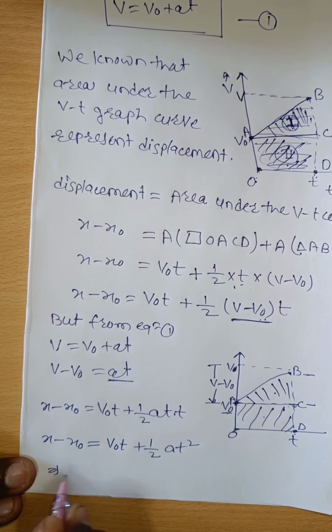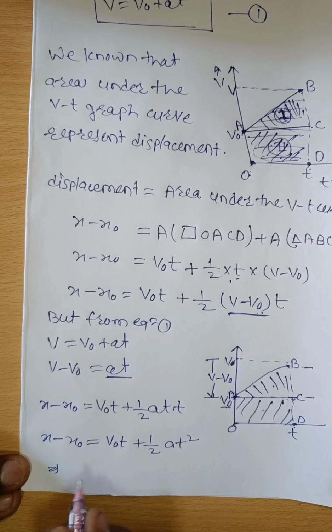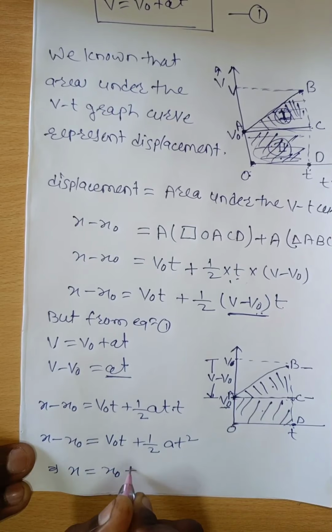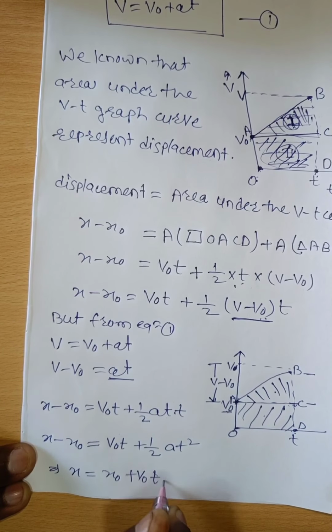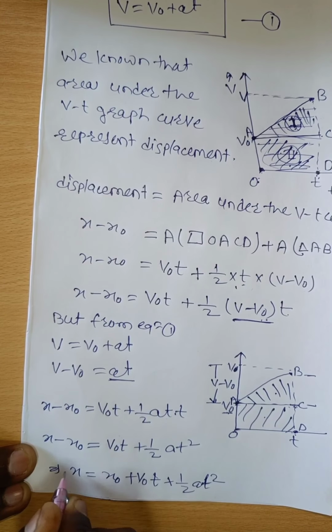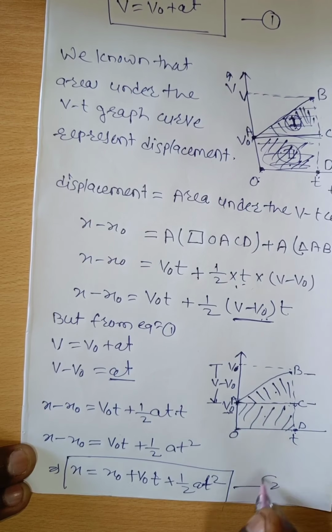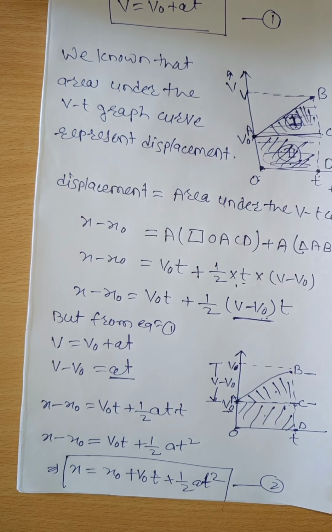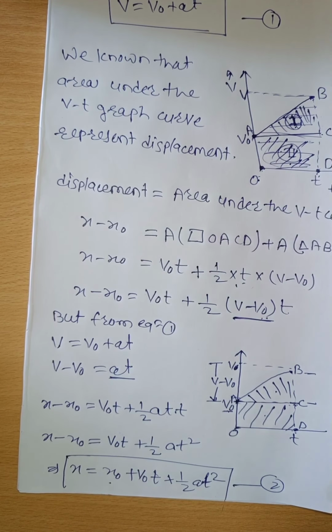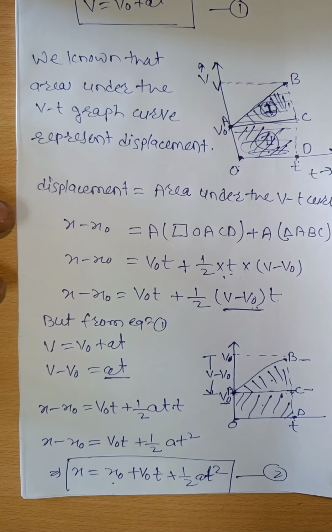Now this minus x naught we have to shift to the right, and it becomes plus x naught. Therefore x is equal to x naught plus v naught t plus half at square. Now this is the second kinematic equation, or second equation of motion: x is equal to x naught plus v naught t plus half at square. Now we have to find the third kinematic equation.